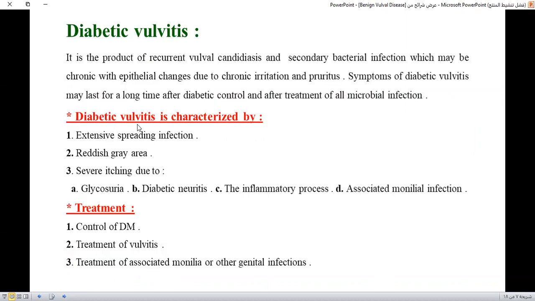Diabetic vulvitis: this vulvitis is recurrent vulval candidiasis with secondary bacterial infection. The symptoms may last for a long time after diabetic control and after treatment of all microbial infection. Here there is glucosuria, diabetic neuritis, and the inflammatory process may cause severe itching, and there is a reddish gray area with extensive spreading infection. Treatment: control the diabetes, treatment of vulvitis, and treatment of monilia.